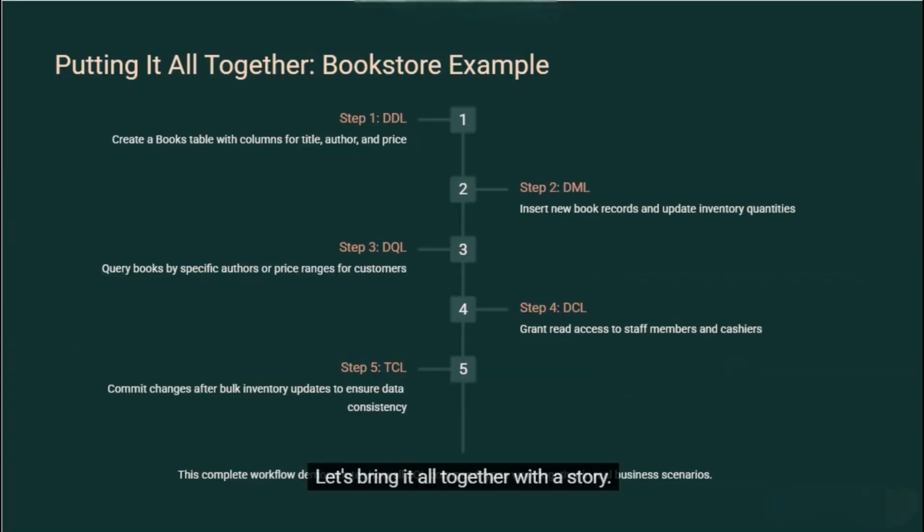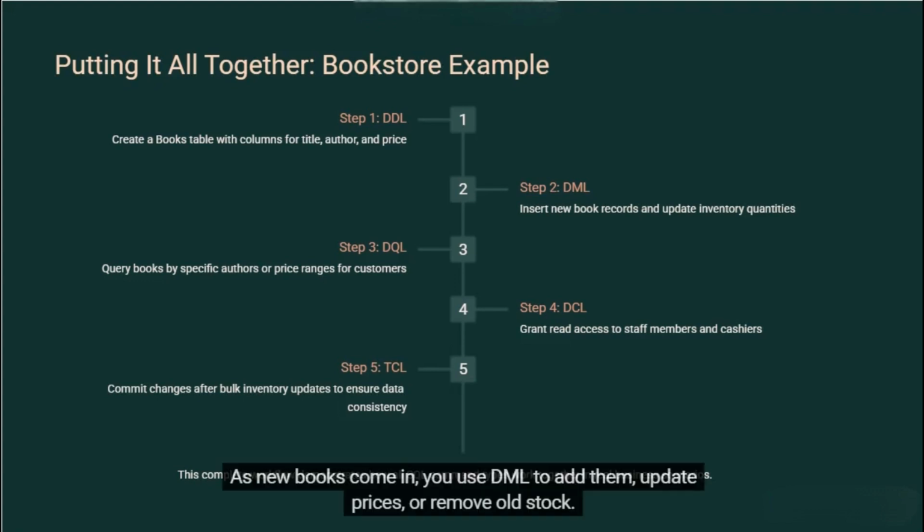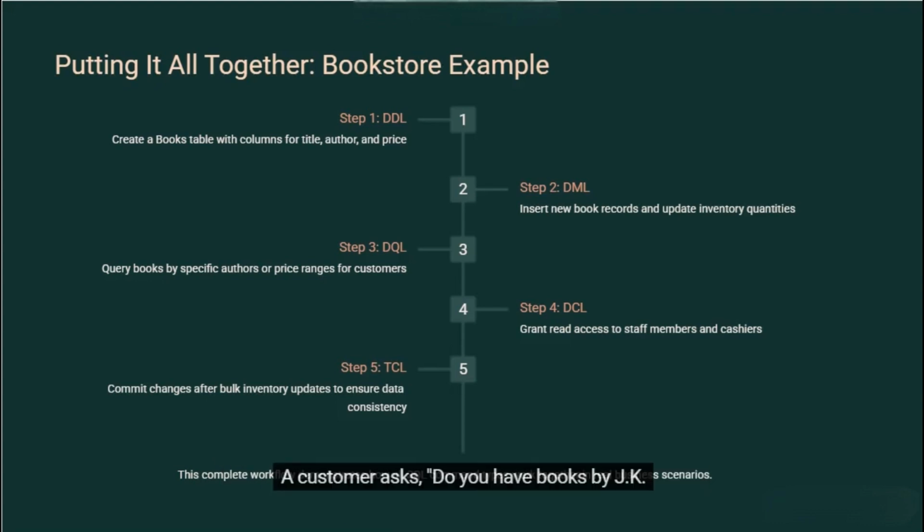Let's bring it all together with a story. Imagine you're running your own bookstore. First, with DDL, you create a table for your books, title, author, and price. As new books come in, you use DML to add them, update prices, or remove old stock. A customer asks, "Do you have books by JK Rowling?" That's where DQL helps you search instantly.